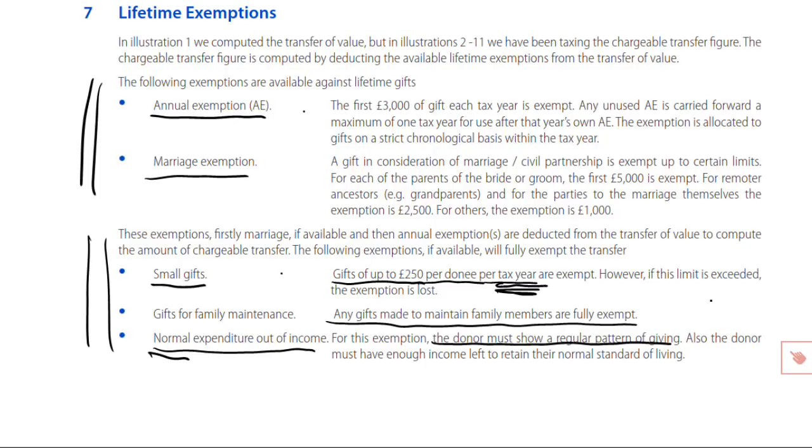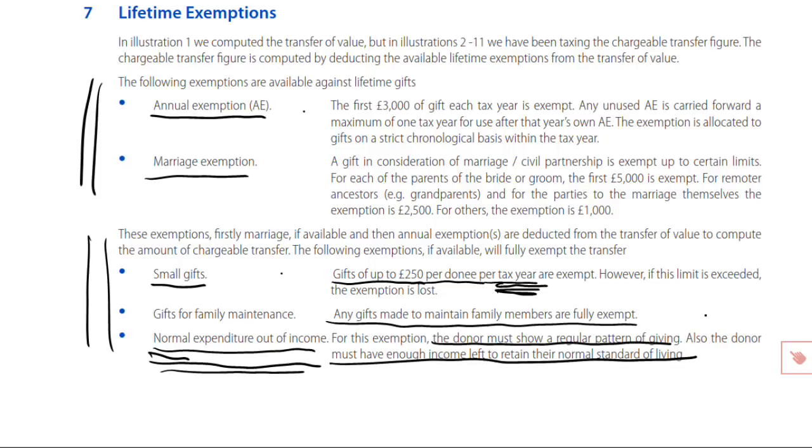Now that could be like a moment ago. We make a gift on an individual's birthday or at Christmas time or any other festival that you may be celebrating. And if you do that on a regular basis, that gives it the chance of being exempt irrespective of the amount, no financial limit placed on this. But the provision is that the individual must have enough income left to retain their normal standard of living.